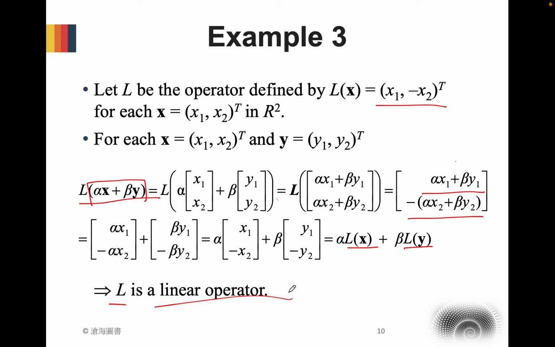And in this case, why do we say it's a linear operator? Because originally the input is two-dimensional and the output is still two-dimensional, right? The dimensionality of the input space is equal to the output space. So we say this mapping is an operator. Okay.